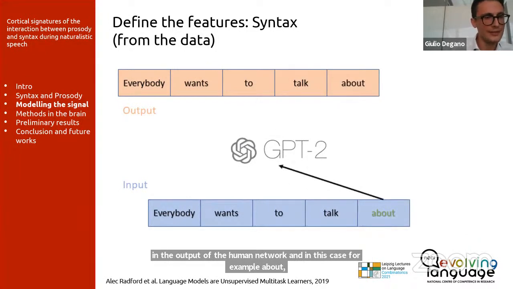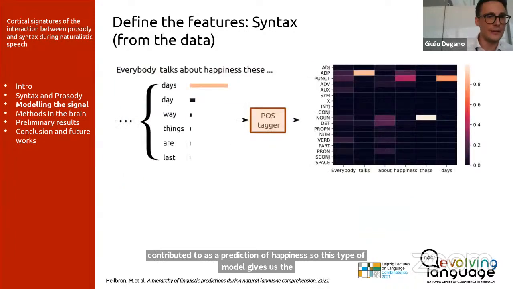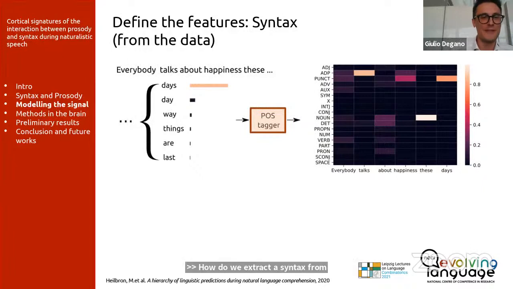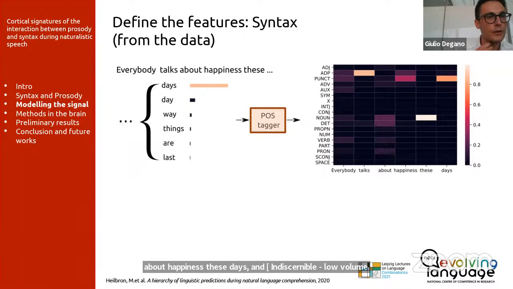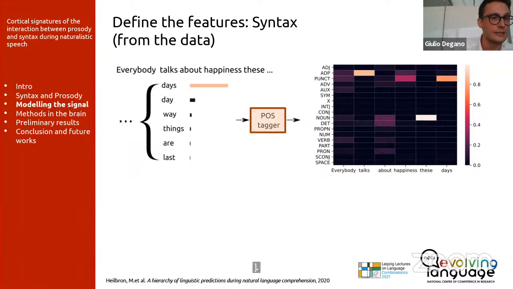So how do we extract syntax from this? Well, we can be smart about it. We took our idea from a very nice work by Micha Heilbron at the Donders Institute, but we can use this type of prediction by grouping them based on the part of speech. What do I mean by that? Here we have the example that you will see a lot in the next slides: everybody talks about happiness, these, and there are the different outputs of the neural network: days, day, way, things, etc. Here days has a high probability because the neural network has decided that days is the most likely word or token that is going to come after the end of this sentence.